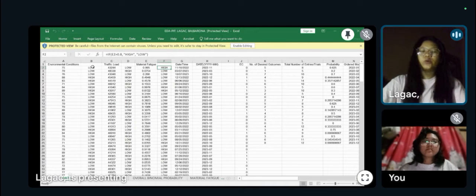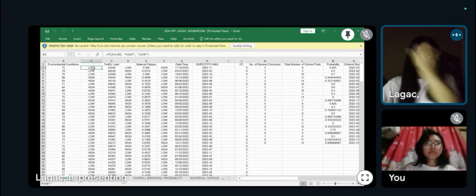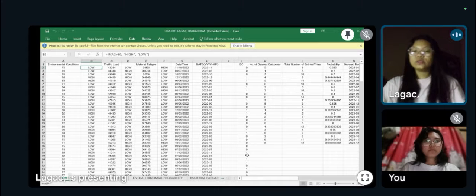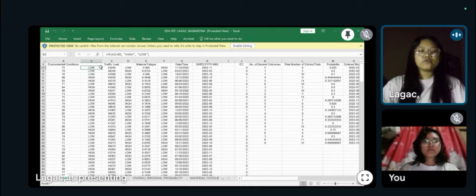Now, let's proceed on how we will get the probability of each factor. After we have sorted out the high and low of each factor, then we have to get the number of desired outcomes for each factor. First is the environmental conditions.